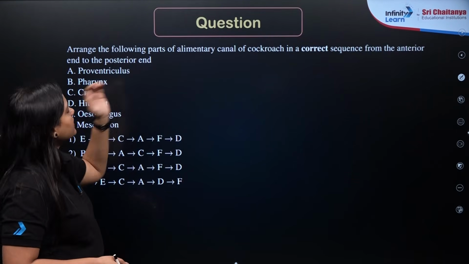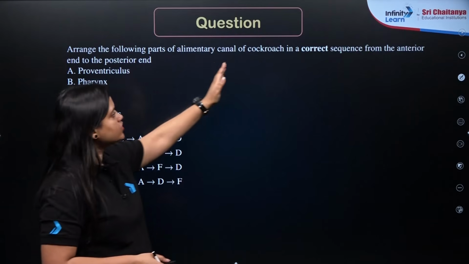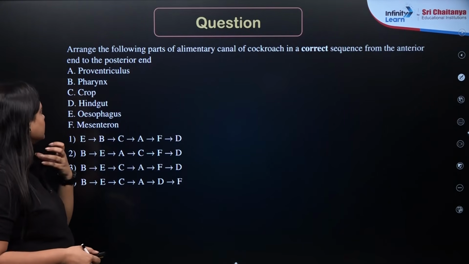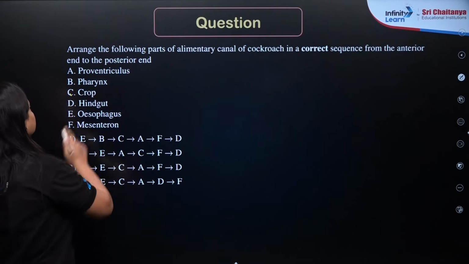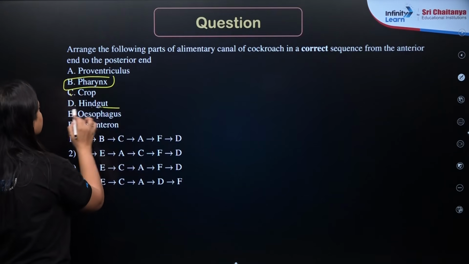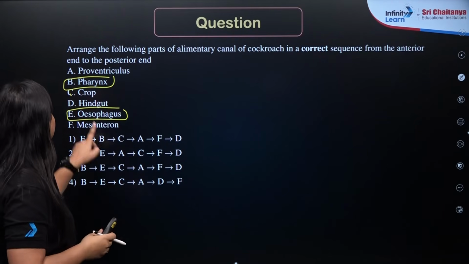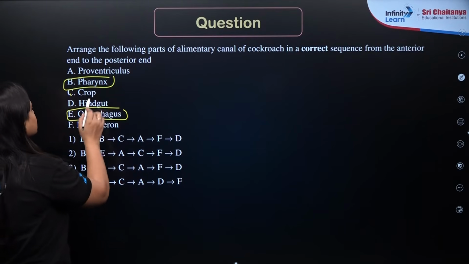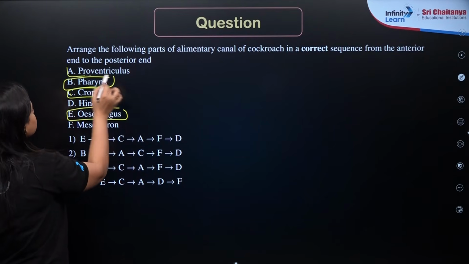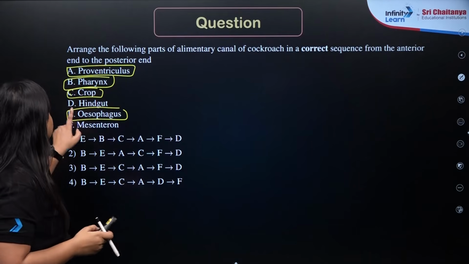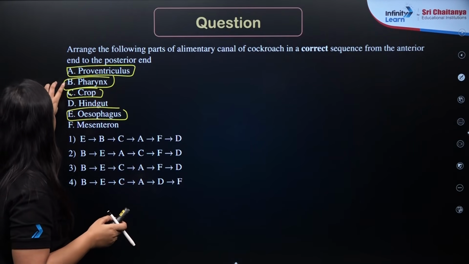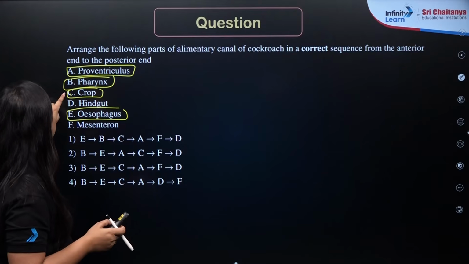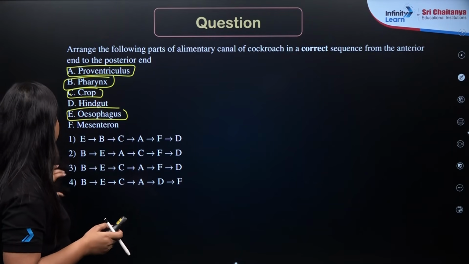So arrange the following parts of alimentary canal of cockroach in correct sequence. So first of all, definitely it will be pharynx, right? So pharynx, then esophagus, right? And then there will be crop and gizzard. So then crop and then gizzard, which is proventriculus. So we will start with pharynx, B, then after that E, right? Then after that C, B, E, C, right?